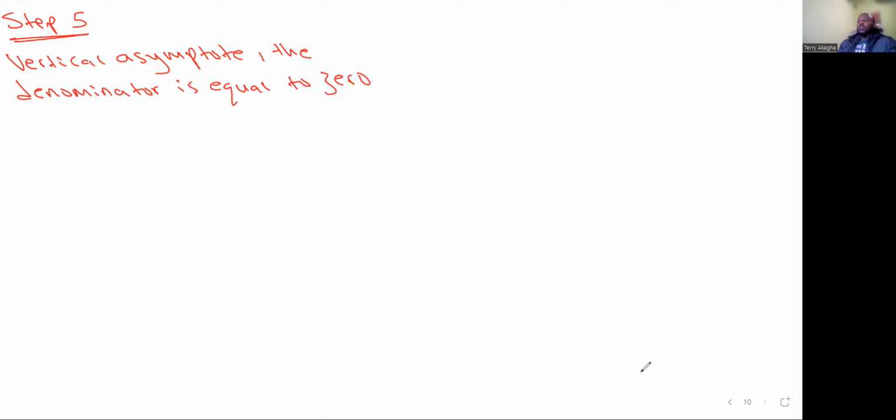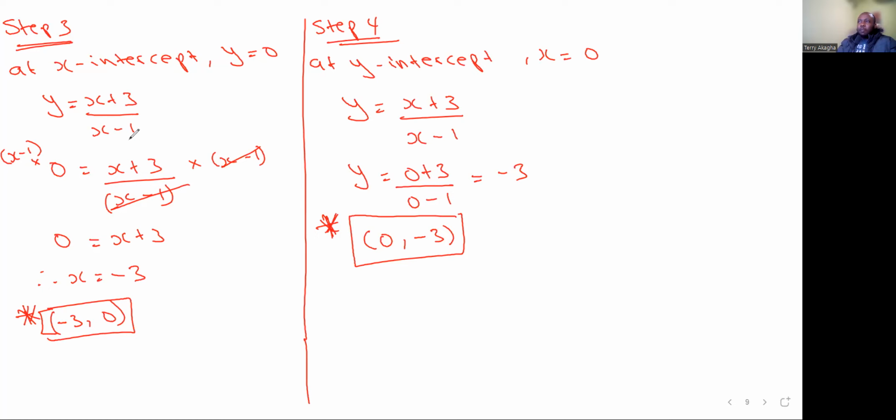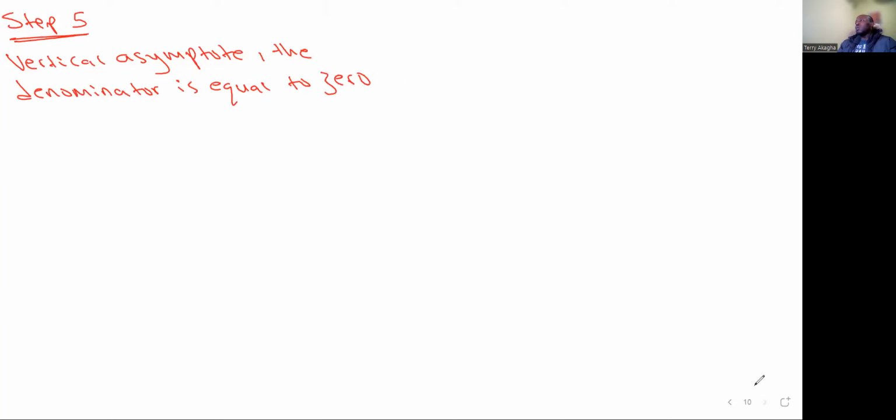Okay, so as usual, you're going to use the simplified fraction. The denominator of the simplified fraction, x minus 1, is equal to 0. So therefore, we're going to have x minus 1 is equal to 0. So therefore, x is going to be what? Equal to 1. So this is the vertical asymptote.